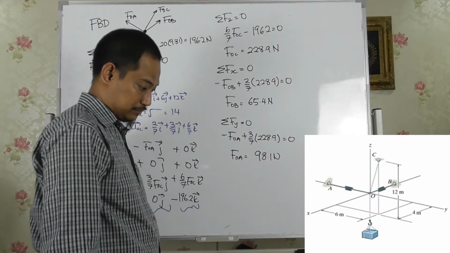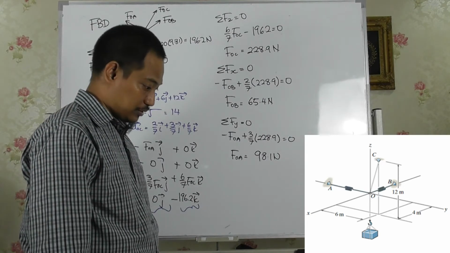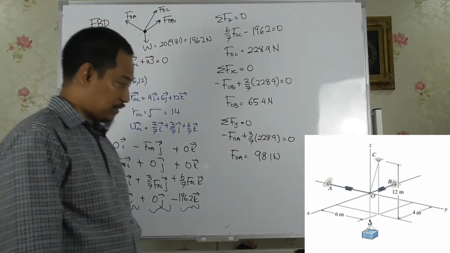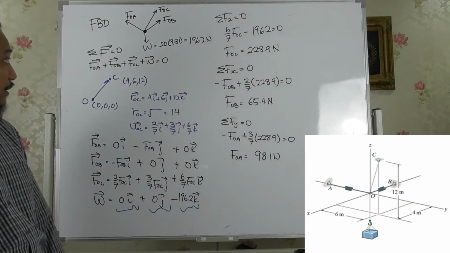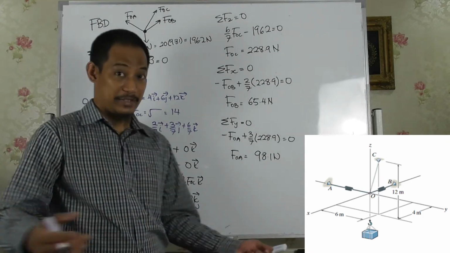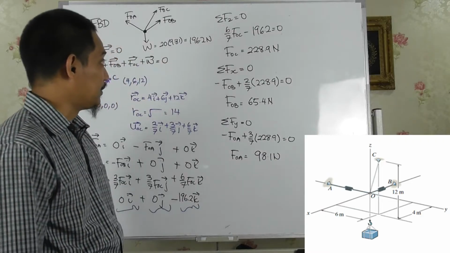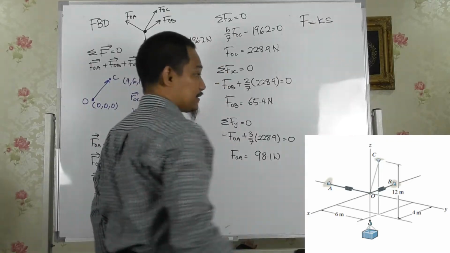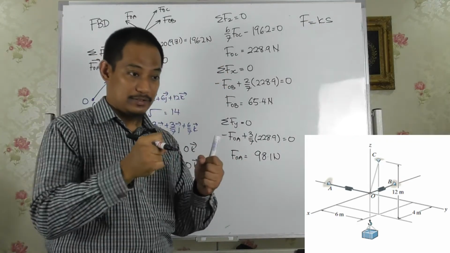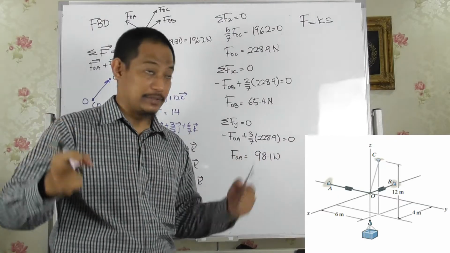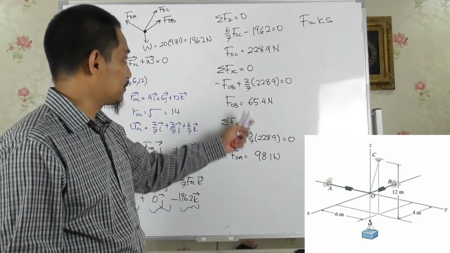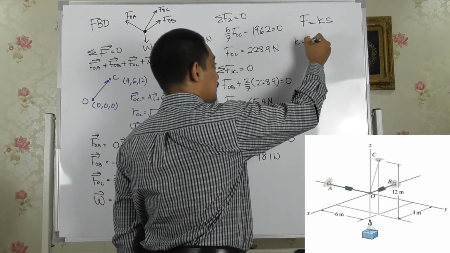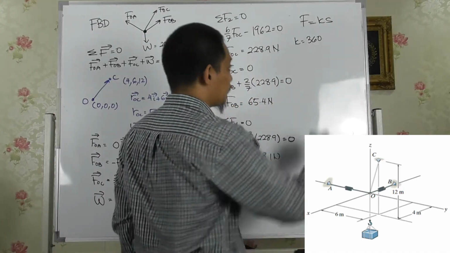Alright. As usual, do verify all the numbers. 3 over 7 times 228.9. Okay. So what to do next? We want to know the stretch of the spring. So the stretch is coming from the equation for spring, F equal to Ks. S is the stretch, meaning the length that it elongates, right? So we know the force, we know already the K. K is given as K equal to 360 Newton per meter.